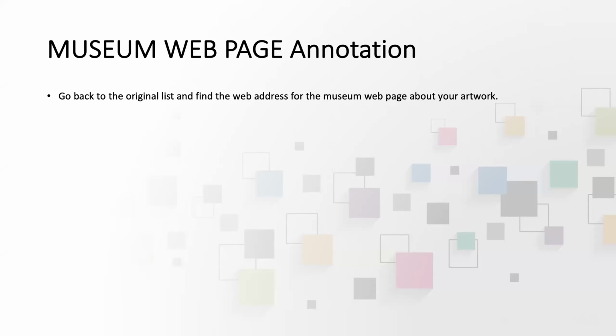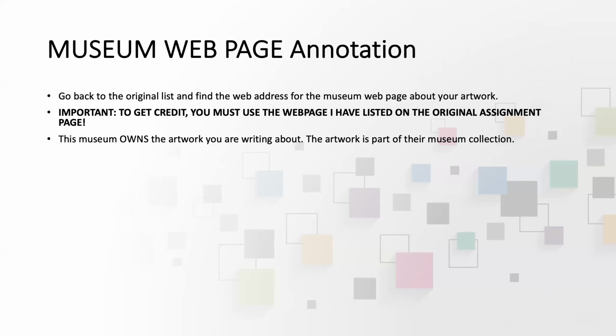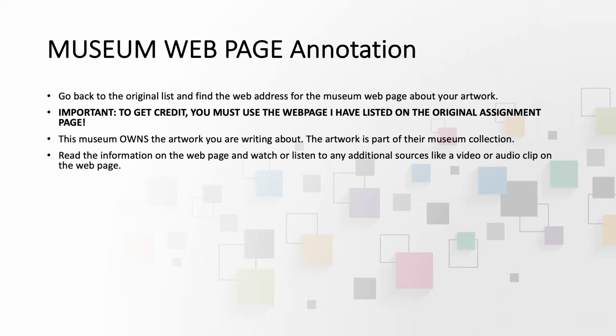Go back to the original list and find the web address for the museum webpage about your artwork. Important to get credit: you must use the web page I have listed on the original assignment page. So don't be lazy, because you'll get 0 if you don't use that web page. It's important to me that you look at the web page for the museum that owns the piece, not just some random web page that some fan made, but the actual place where the artwork actually lives. This museum owns the artwork you're writing about. The artwork is part of their museum collection.